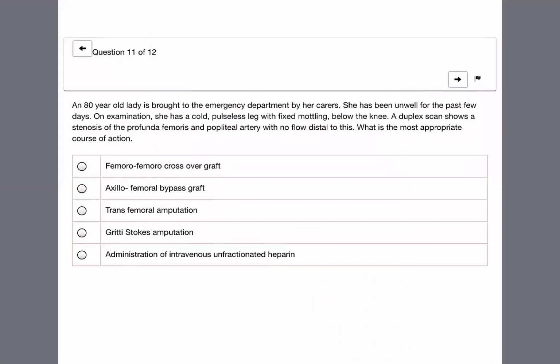Okay, next one. Dr. Dafar, last question. An 80-year-old lady is brought to the emergency department. She has been unwell for the last few days. On examination, she has a cold, pulseless leg with fixed mottling below the knee. Duplex scan shows stenosis of the profunda femoris and popliteal artery with no flow distal to this. What's the most appropriate course of action? Femoral crossover graft, axillofemoral graft, transfemoral amputation, or administration of IV antibiotics. This is transfemoral amputation.